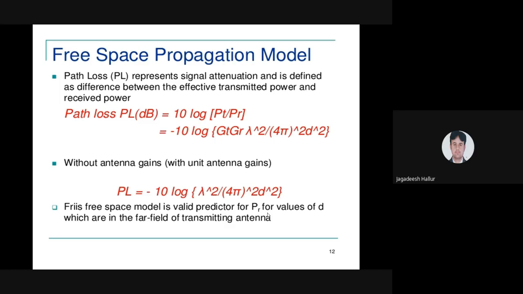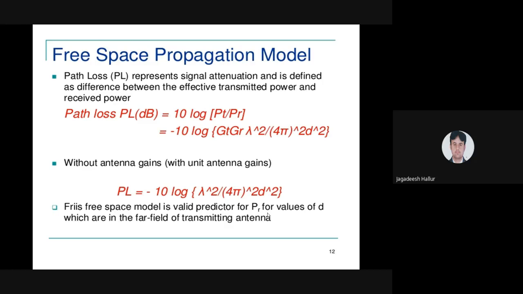So that has to be given in this. Write down this: PL is equal to minus 10 log of lambda square divided by 4 pi square d square. This formula is applicable when the gain of antenna is unity.